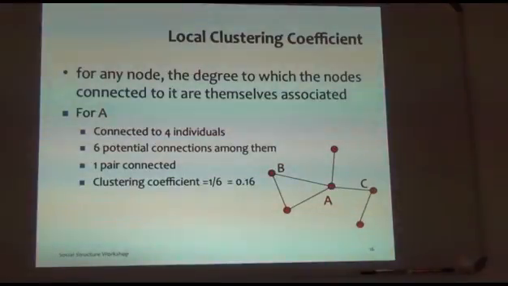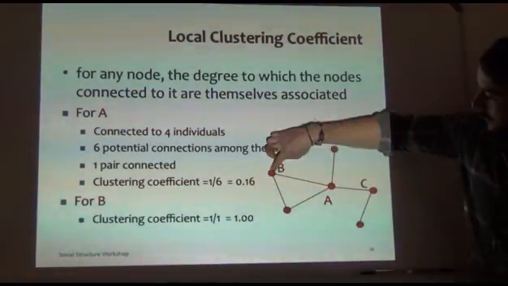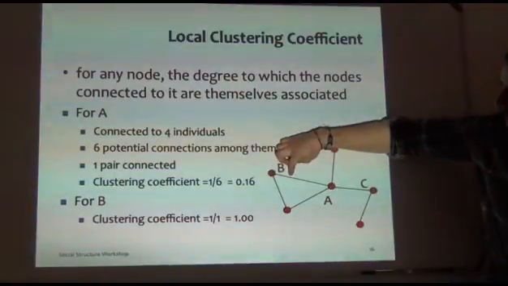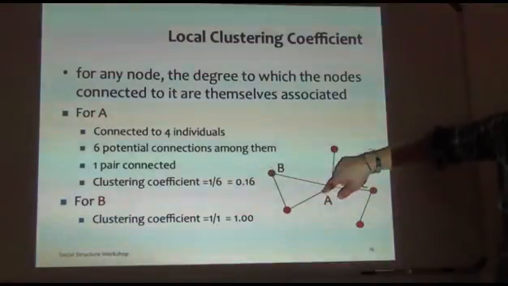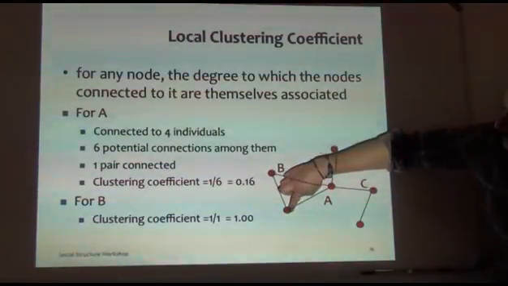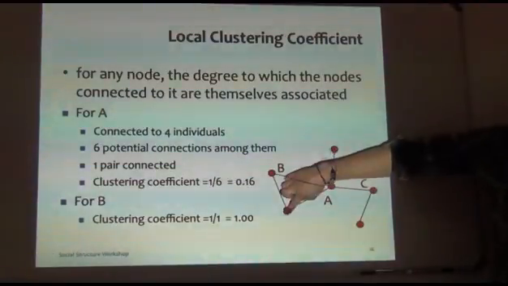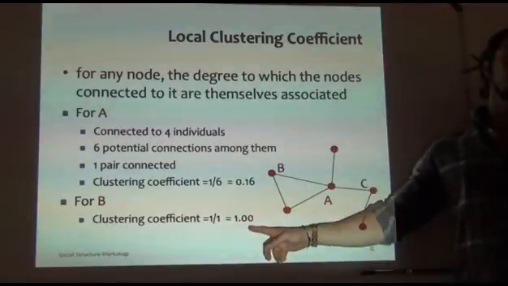So let me see for B. For B, you have 2 connections, 1, 2, but the number of potential connections they could have is just 1, just this one connected to this one, and they are connected. So that's why this clustering coefficient is 1.